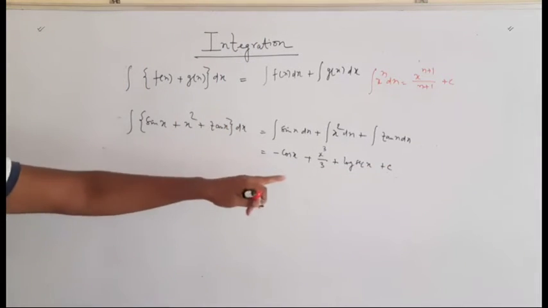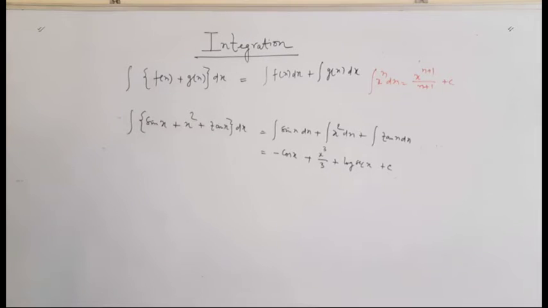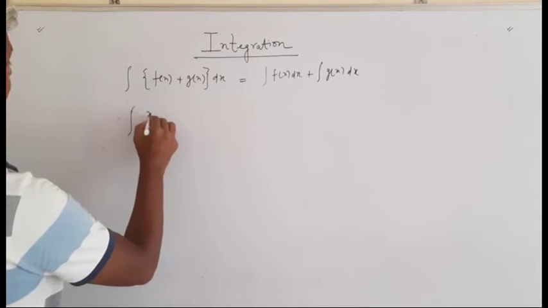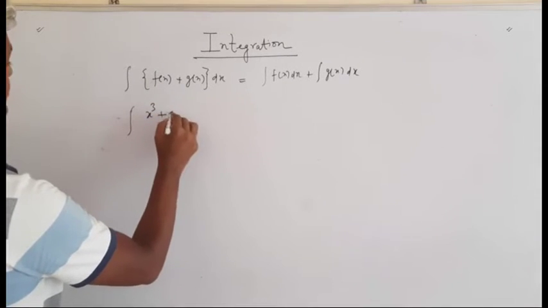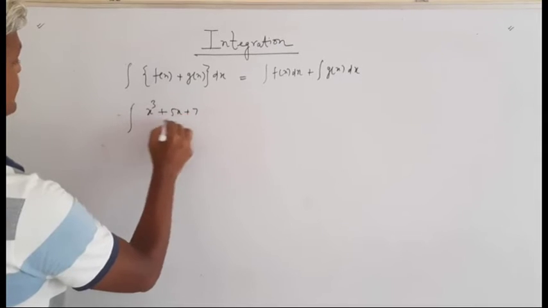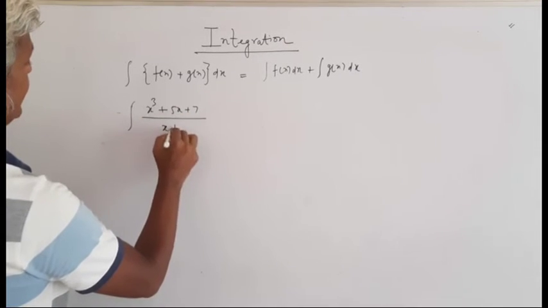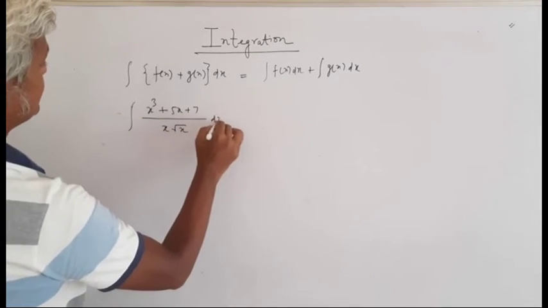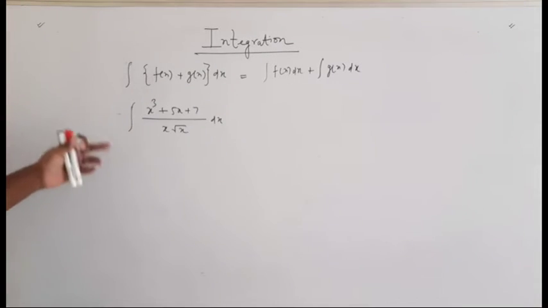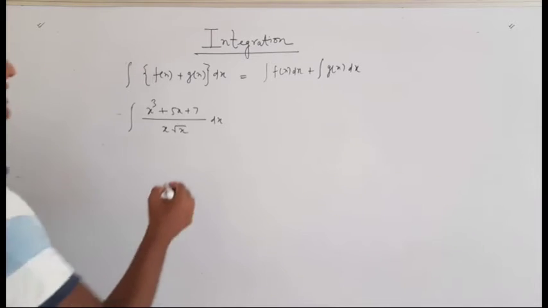So this is how you can find these kinds of situations. Now I'll take one more example. For that I need to clear the screen. Suppose we have a question of the form integral of (x cube plus 5x plus 7) upon x root x dx. Then how can you find it? Can this be broken down into the form of this? The answer is yes. How?